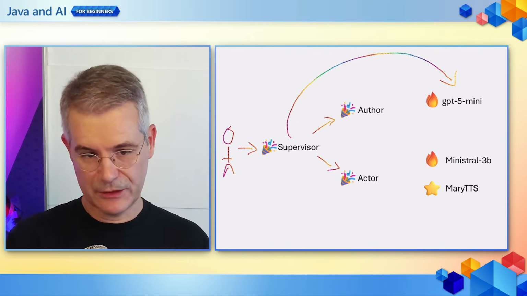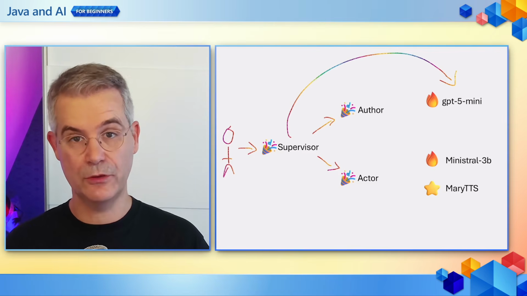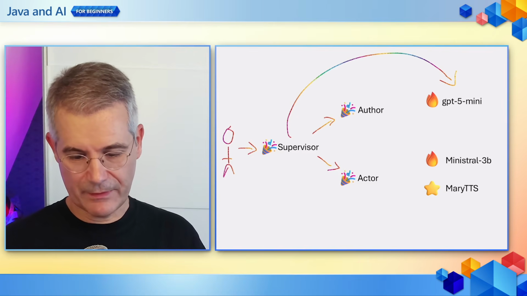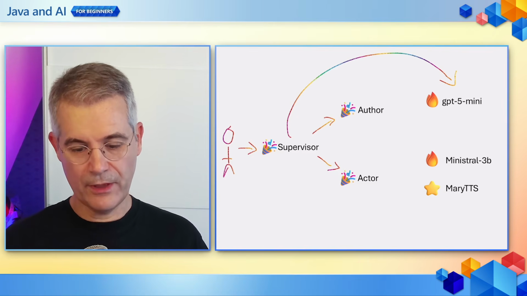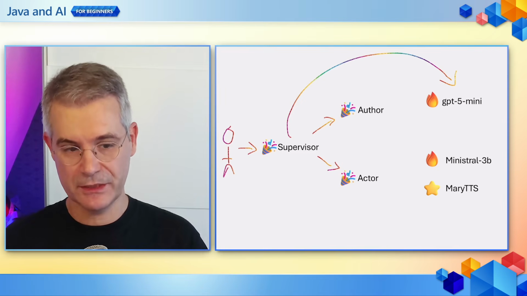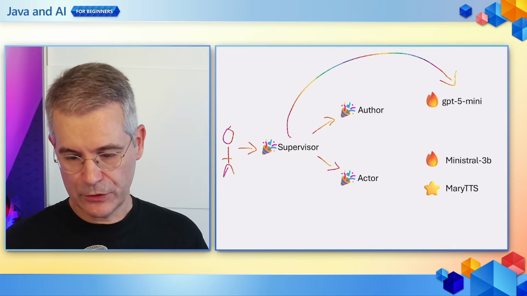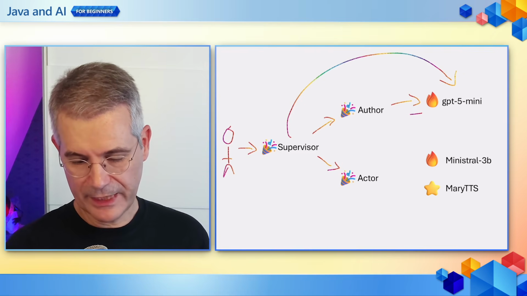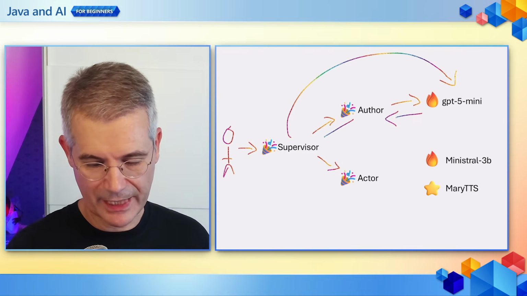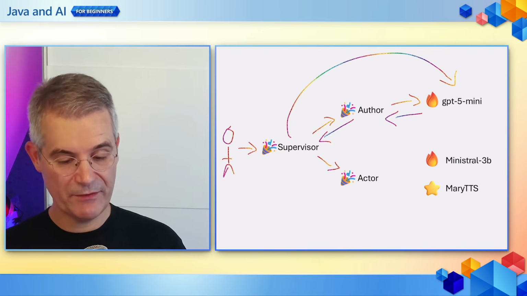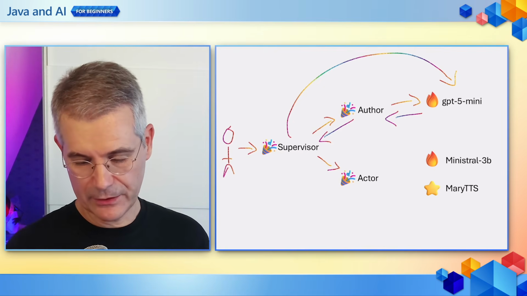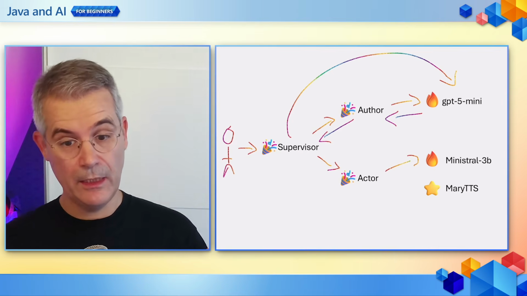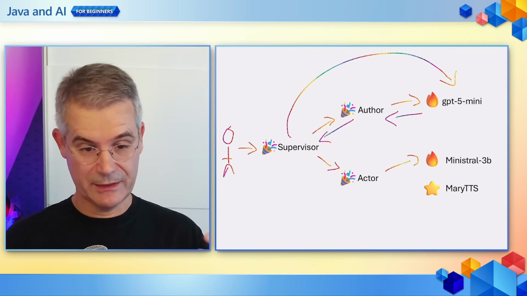So we'll ask the author to write a poem and we'll ask the actor to tell that poem. Now, how do those agents work, the author and the actor, which are, let's say, sub-agents for the supervisor? So the author will use GPT-5 mini here to create the poem. It will get it back and it will send it back to the supervisor. Once the supervisor got the poem, it can call the actor, and the actor will use another LLM here, Ministral 3B from Mistral. We're using here another LLM just to show that it's possible.